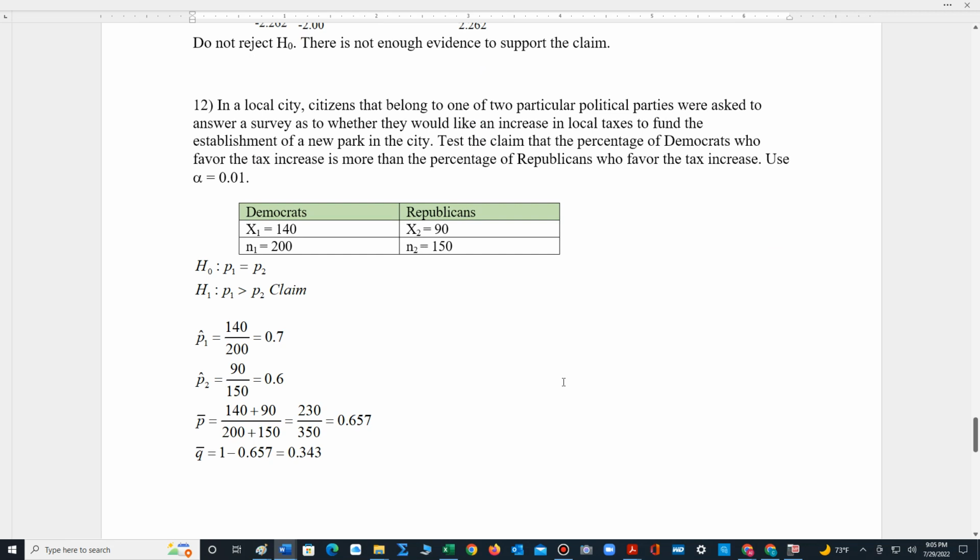And then for number 12, we're testing the difference between two proportions. In this case, we're stating that the percentage of Democrats who favor a tax increase is greater than the percentage of Republicans who favor the increase. So that's P sub 1 is greater than P sub 2. That's our claim. H naught would be P sub 1 is equal to P sub 2.